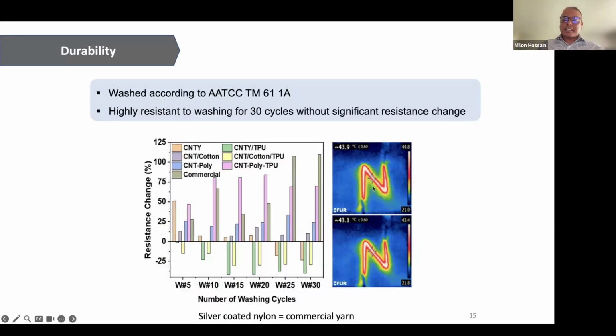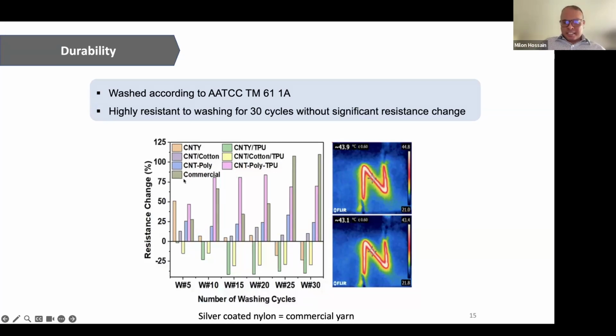At the same time, I evaluated the durability, especially the wash durability. I directly washed the yarn and produced an end structure with the yarn, like sewing with a sewing machine, and washed them for 30 cycles following AATCC TM61A. It showed some remarkable results, as it was almost resistant to 30 washing cycles. And in some cases, it showed an increase in conductivity after washing. But I compared with a commercial silver coated nylon yarn that lost its conductivity after 5 washing cycles. This is an accelerated washing cycle.